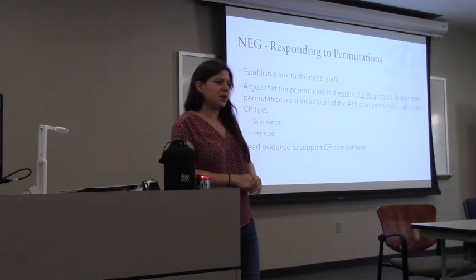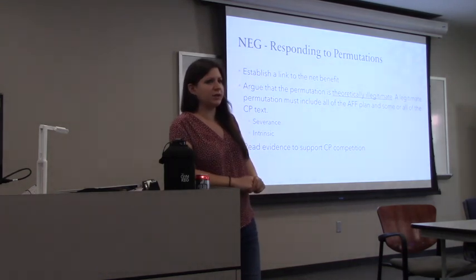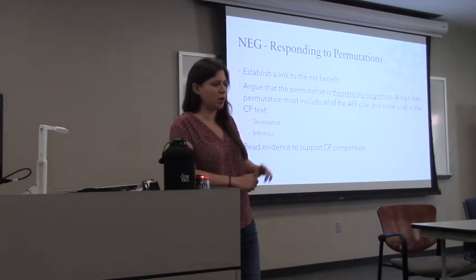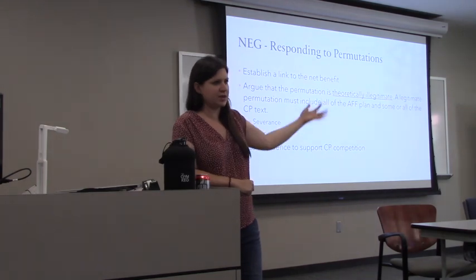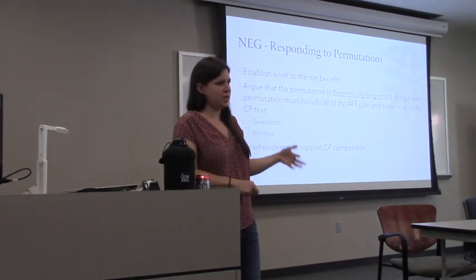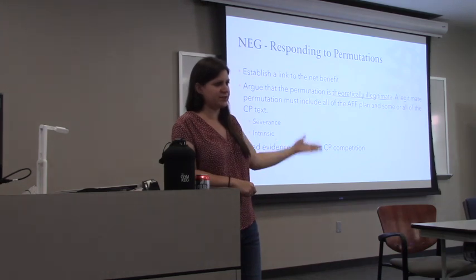So your arguments on the negative to answer permutations, your theoretical objections to permutations are generally in one of two categories. You might say that they are severance, or you might say that they are intrinsic. Severance means that it is not a legitimate permutation because it does not include all of the plan. It severs out of part of the plan. That is said to be illegitimate because it makes the AF a moving target. It makes it impossible to know what the AF is going to defend. Makes the next job very difficult.